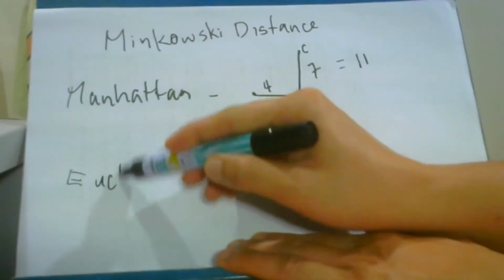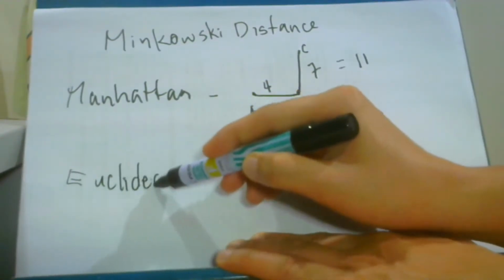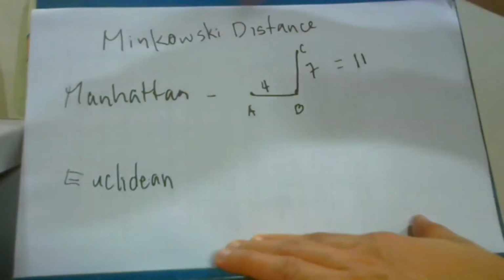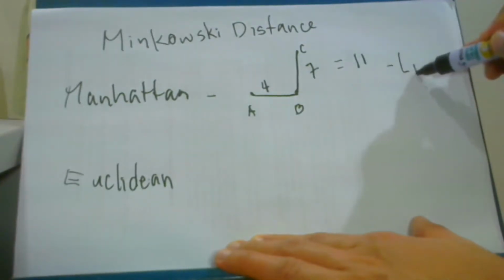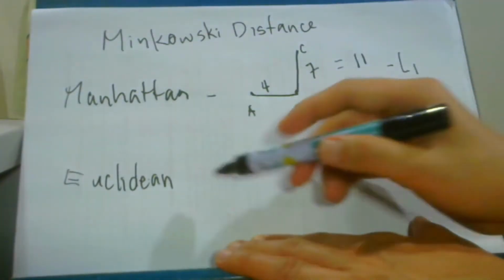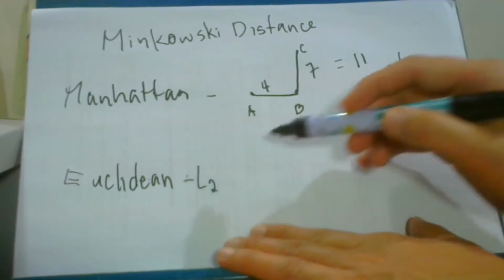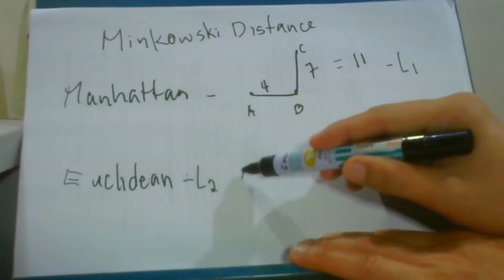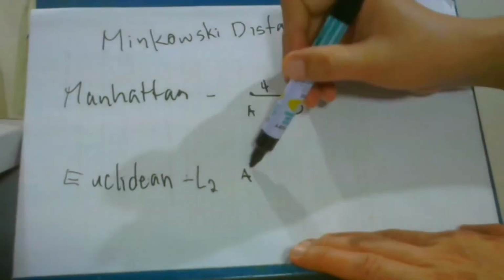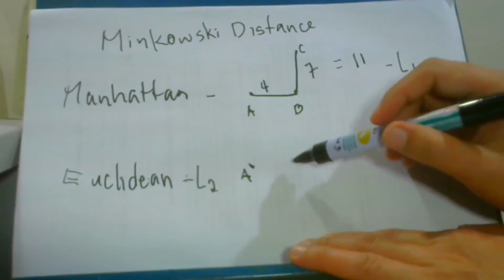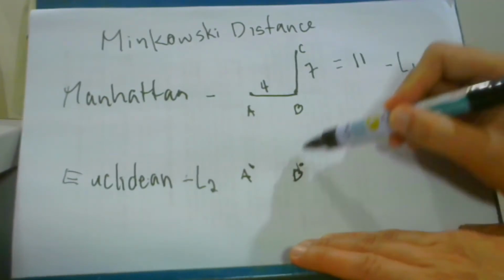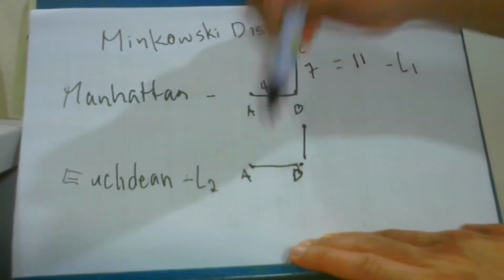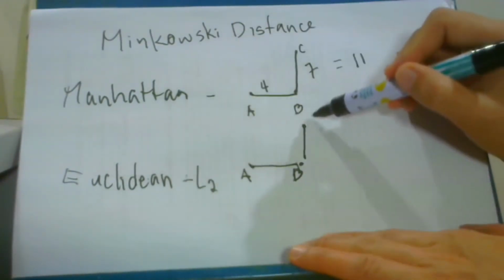Now the question is, how is this different or even similar to Manhattan distance? Anyway, Manhattan distance is also what we call L1, and Euclidean distance is also called L2. And how do we get this one? Very simple. For example, A is the first point, and then you go to point B, and then you go to point C. And this is the distance you travel from A to B to C.